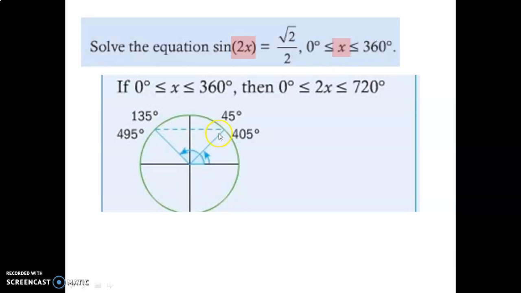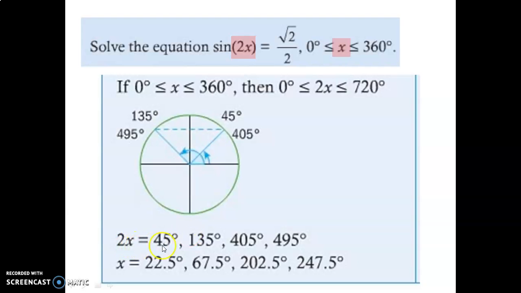So within 2 spins, we have 4 possible angles that bring us to this y value of root 2 over 2. But we're not done yet, because we have just found out what 2x can be. So now that we know 2x can be those angles, we then divide everything by 2 and bring it back down to x. And we say x can be these values here. So x can only be these angles that are half of these.